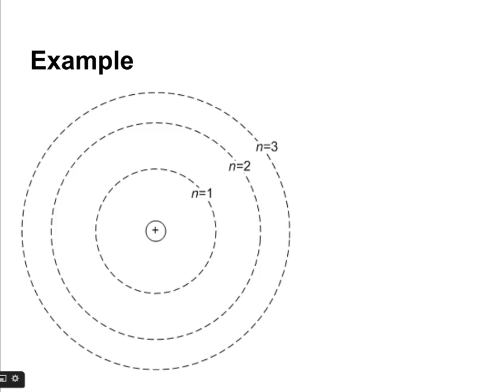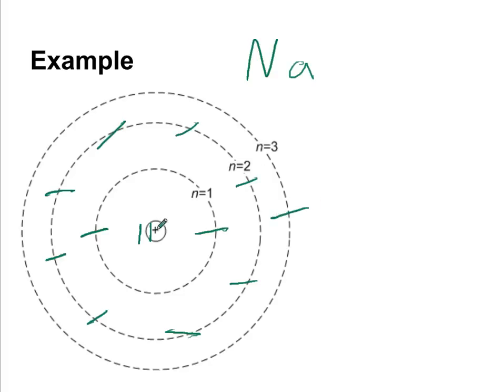So for an example, let's look at a sodium atom. Sodium has an atomic number of 11, so it's got 11 protons down here. And that means it's also got 11 electrons. So 1, 2, 3, 4, 5, 6, 7, 8, 9, 10, 11. Those negative signs represent my 11 electrons.